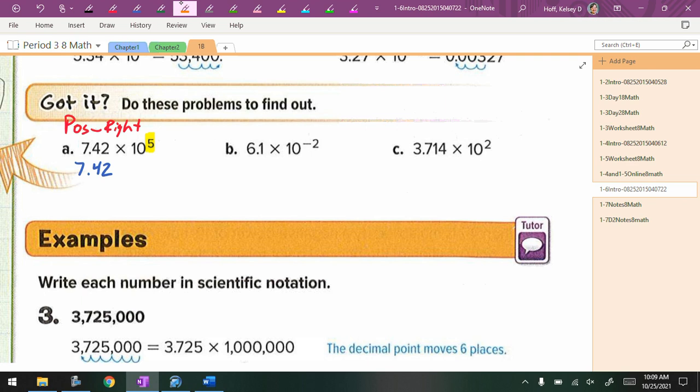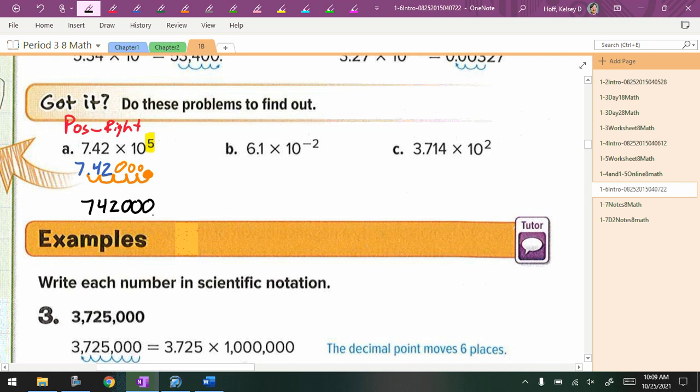So we swoop. 1, 2, 3, 4, 5. My decimal point is now at the end. What do you think I need to put in those open swoops? Zeros. So 7.42 times 10 to the 5th is actually 742,000. Where is my decimal point?